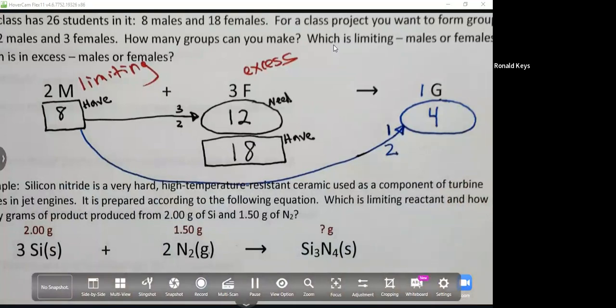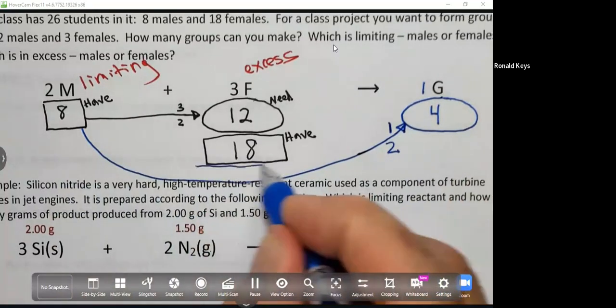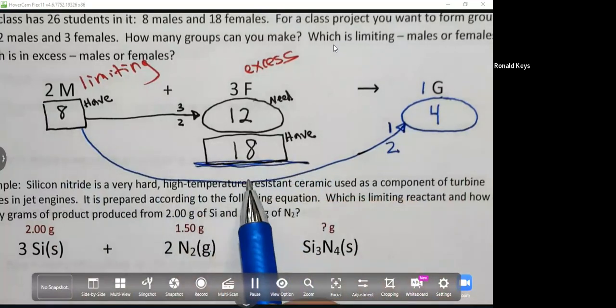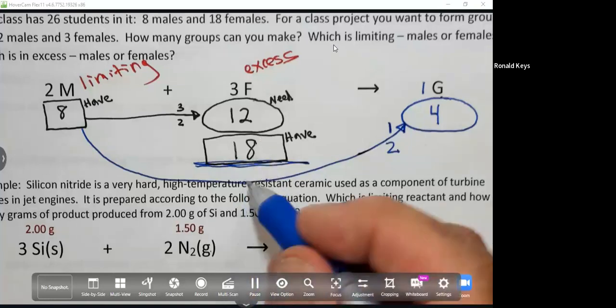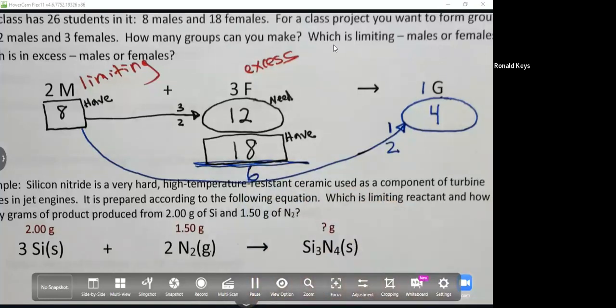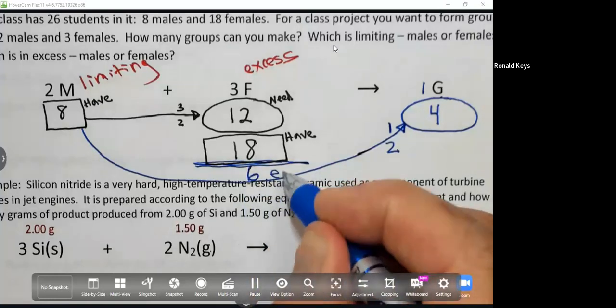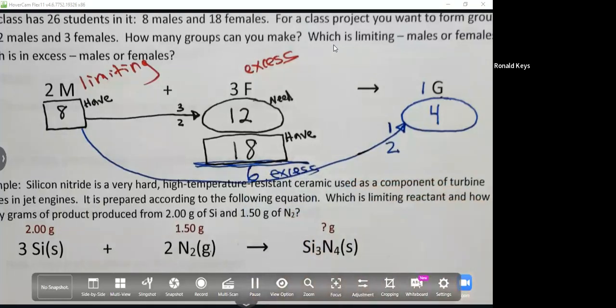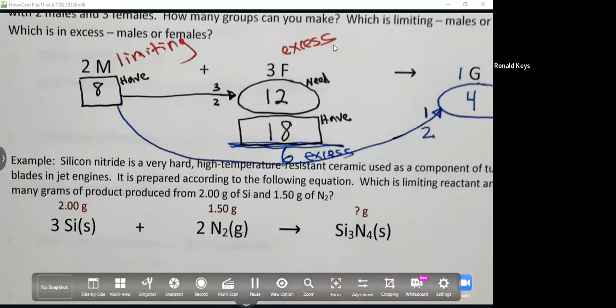It's exactly the same thing we are going to do. And then we could say, well, how many females are left over here? 6, right? There's going to be 6 left over. 6 excess. Let's do that down here. We're going to do the exact same thing.